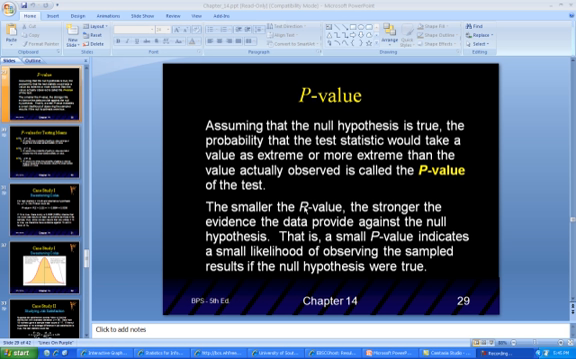Now remember, we sort of did this in the last video with the bank statistics, the insurance and the grocery store. The smaller the p-value, the stronger the evidence the data provide against the null hypothesis. In other words, the smaller the probability that you made a mistake, the stronger the support against the null hypothesis. You're trying to find if there's a difference. So if you have a small p-value, like 0.005% that I'm wrong, then you have a pretty strong case. A small p-value indicates a small likelihood of observing the sample results if it were just random and the null were true. Okay, so that's what that means.